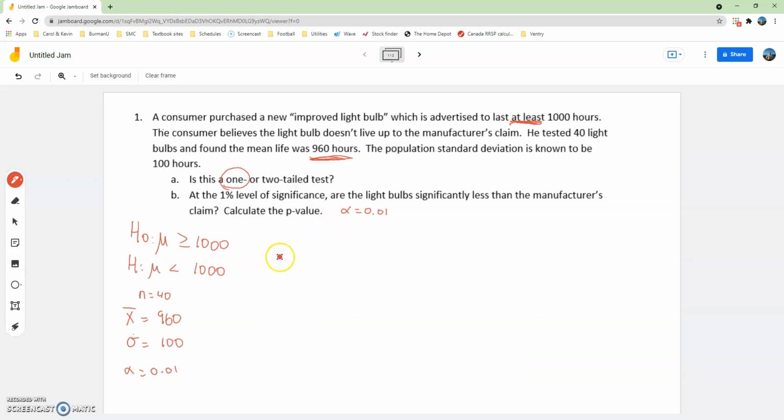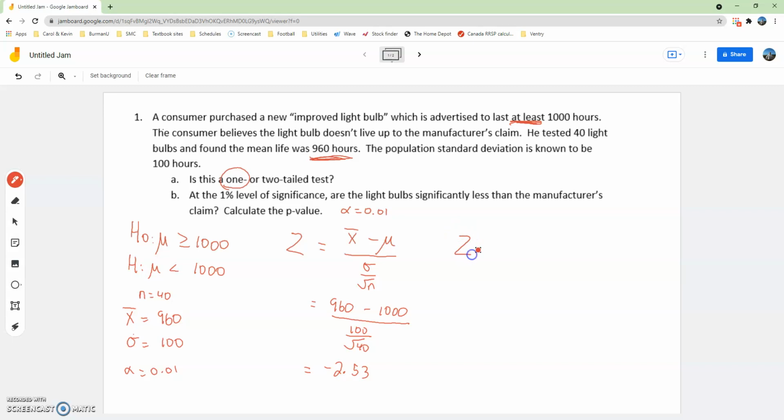So it's a one-tailed test. Let's calculate the test statistic first. We use this formula here. So this is going to be 960 minus 1,000 divided by 100 over the square root of 40. And this works out to be negative 2.53.